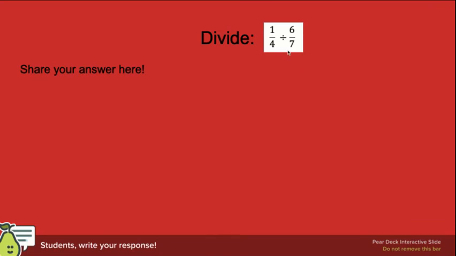All right, when we divide fractions, everyone's favorite thing to do, we will use the reciprocal of the second number. So we would do 1/4 times 7/6. And when we do that, 1 times 7 would be 7, and 4 times 6 would be 24. So 7/24 would be our answer here. Remember, if one of these were negative, it would be negative 7/24, and if both of them were negative, it would be positive 7/24.